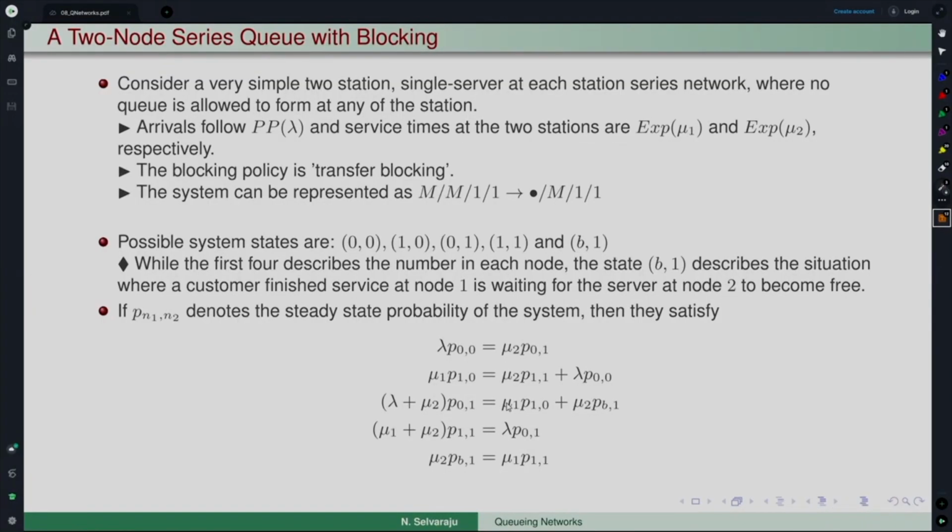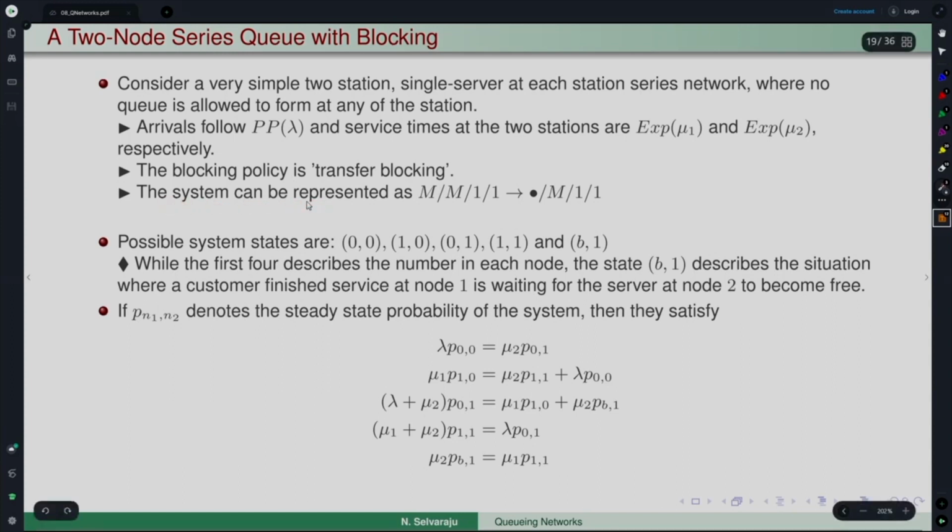But here it may not have a product form solution, as you will see now with a simple example. I just want to highlight how things get complex. We are not going to go into much detail, for which we consider a 2 node series queue with blocking. Again, in a very simple situation: 2 stations, in each station there is a single server, but no queue is allowed to form at any of the stations. Arrivals follow a Poisson process with rate lambda. Service times at the 2 stations, at the 2 nodes, are exponential with mu1 and mu2. The blocking policy is transfer blocking, which means the customer will wait with the current node until he can move to the next node. Okay. That is the scenario.